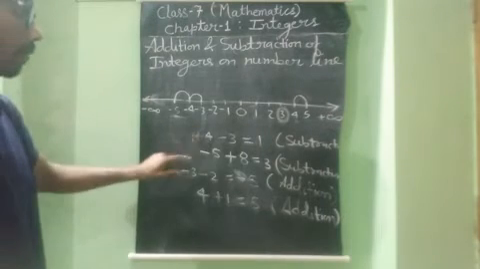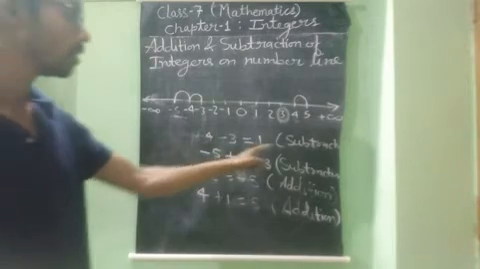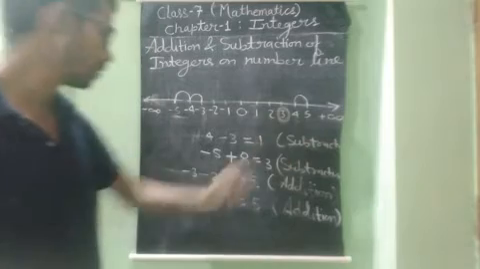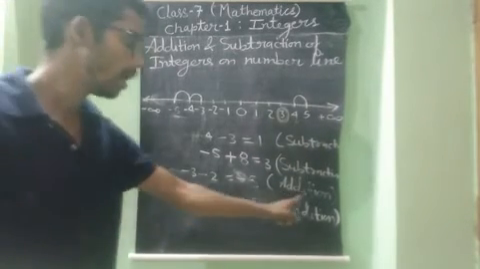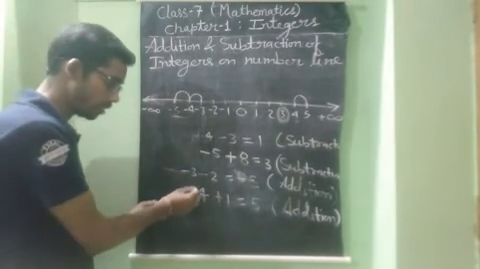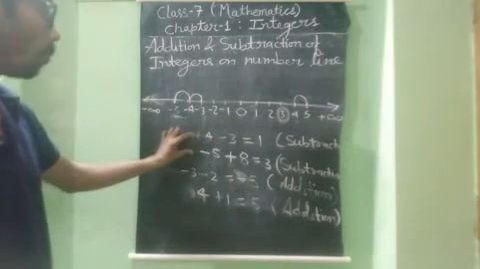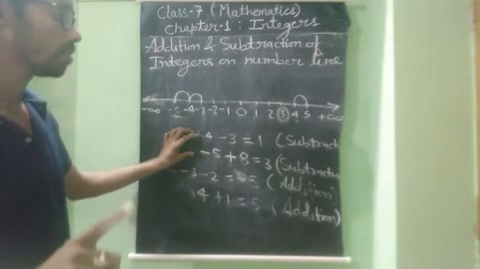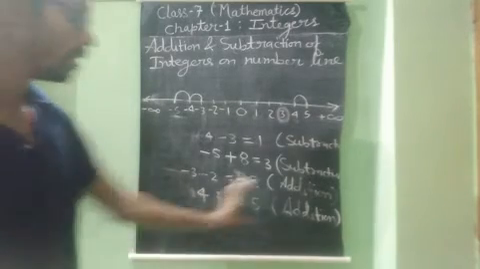So if two integers have opposite signs, then there is subtraction. If two integers have the same sign, minus minus, then there is what? Addition. If two integers have the same sign, plus plus, then there is addition. If two integers have opposite signs, then subtraction occurs. If two integers have the same sign, minus minus or plus plus, then they have addition.